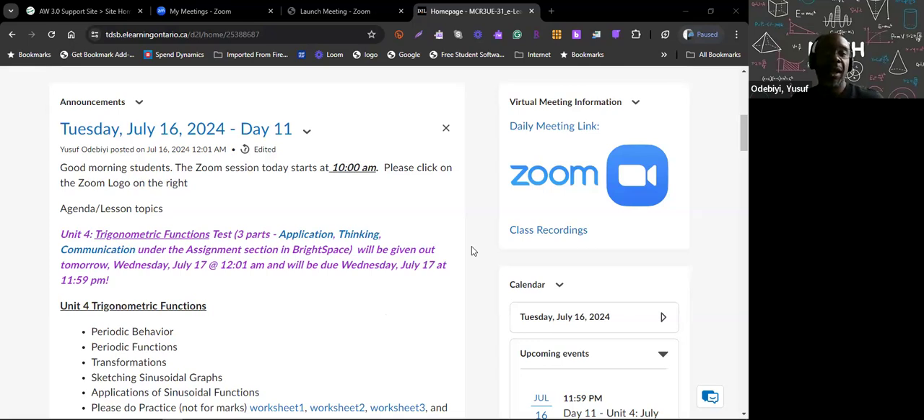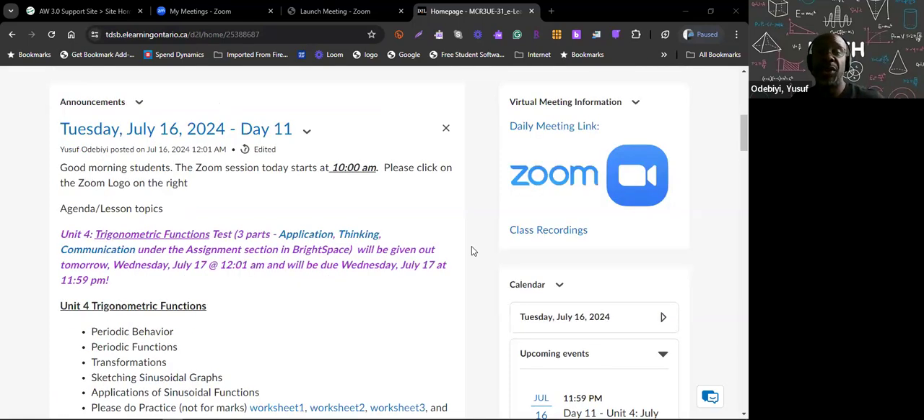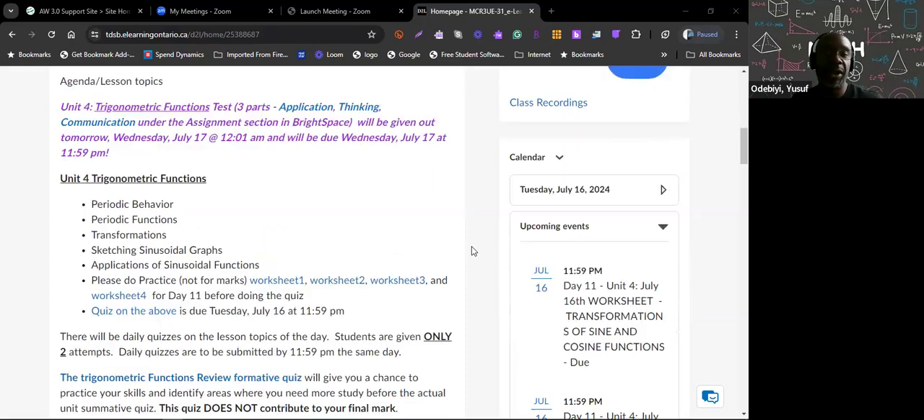Right now we have the Unit 4 test, and then we got a Unit 5, and then consolidating. I haven't marked the Unit 3 test, so the midterm mark you got doesn't include the Unit 3 test. So you know that. Hopefully your mark can go up, or it stays the same. If you got an 80, maybe it'll go up from 80 to 90. So today we're going to talk about periodic behavior, periodic functions, transformation, sketching sinusoidal graphs, and applications of sinusoidal graphs.